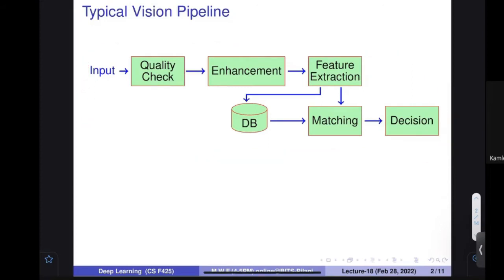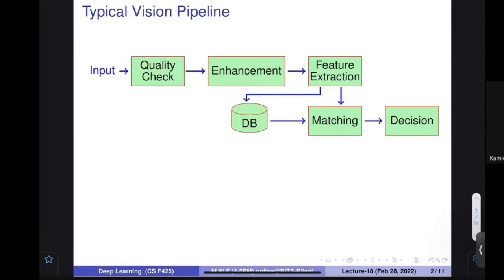Let me take an example. Let's assume that there is an image, and in that image there could be a cat or a dog, and you want to tell whether there is a cat or a dog. So it is a classification problem. Here the input is going to be an image, and then the first part comes in most of the systems.